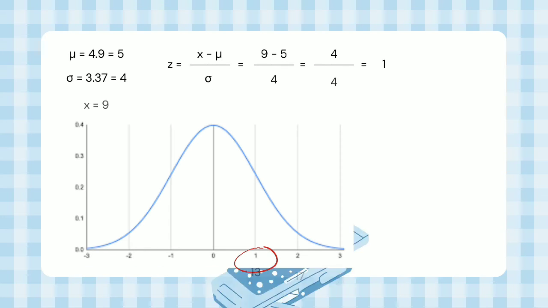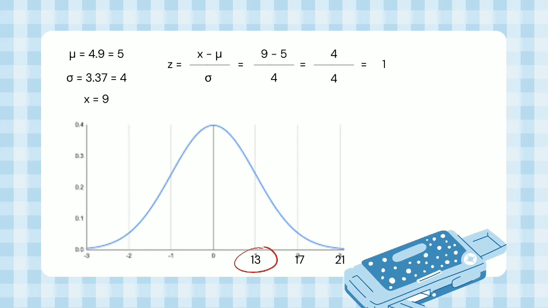And now that we have the mean, 4.9, we can round it up to 5, and the standard deviation, which is 3.37, we can also round up to 4. We can make the bell curve now.